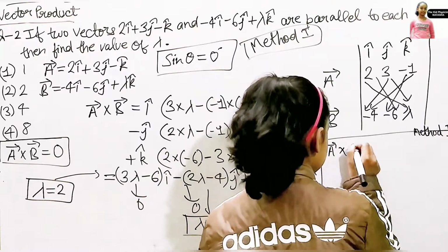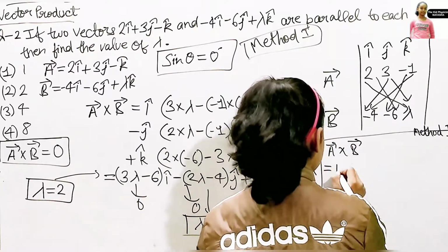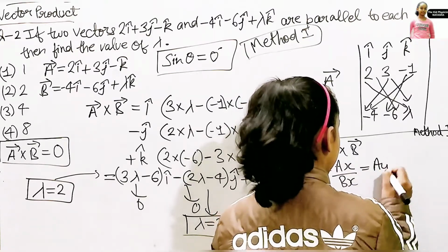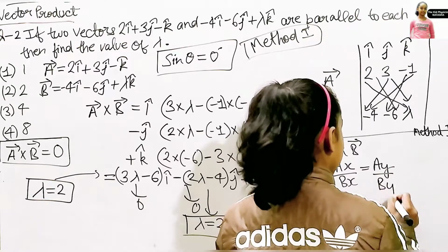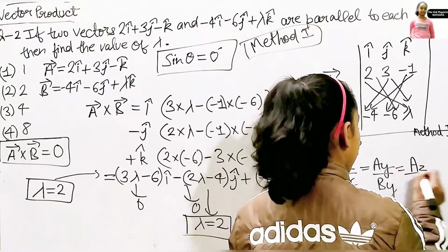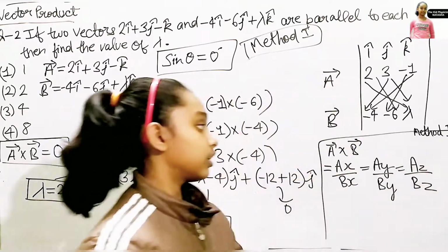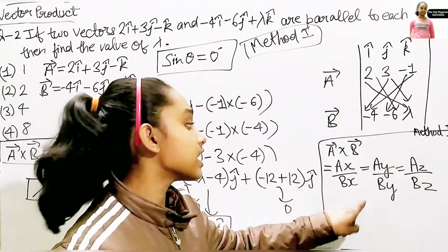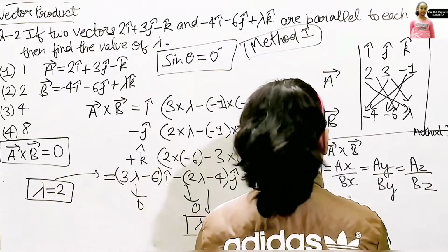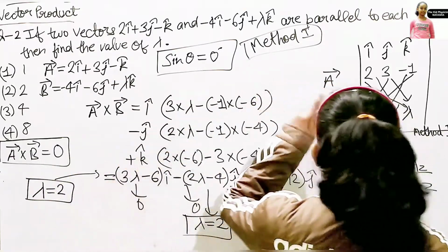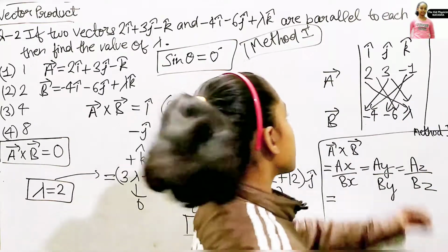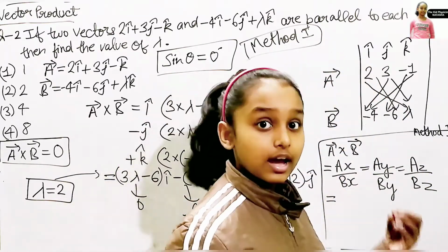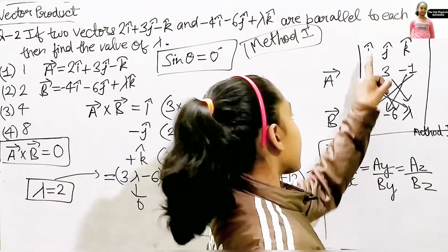A cross B, yes, it is A cross B. So this means that AX by BX is equal to AY by BY is equal to AZ by BZ. Because they are parallel, that's why we can also solve it this way. Okay, and what is our AX? AX is AX, simple, don't be confused. I cap unit, X is the axis, and so X unit vector is i cap.